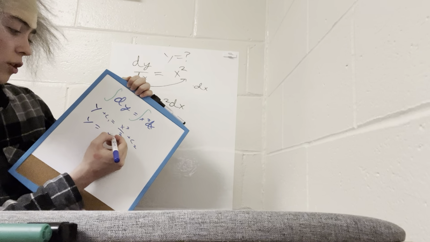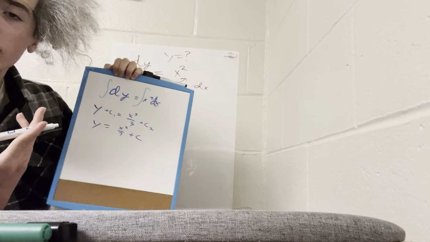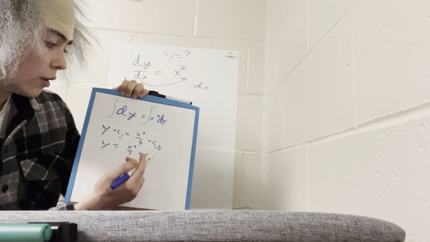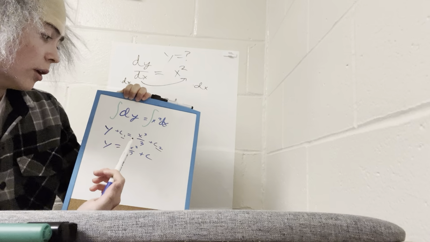So look at this. y is equal to x cubed over 3 plus c. We only need one constant of integration. You can think of this in two ways. These c1 and c2 are totally arbitrary numbers, so you can manipulate them and get another third arbitrary number, right?